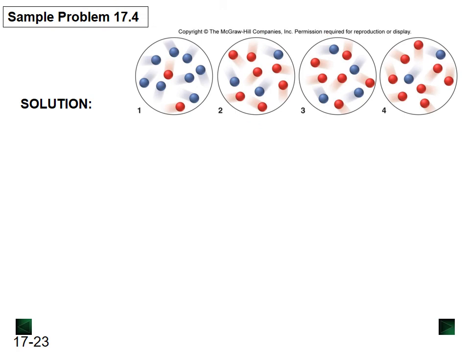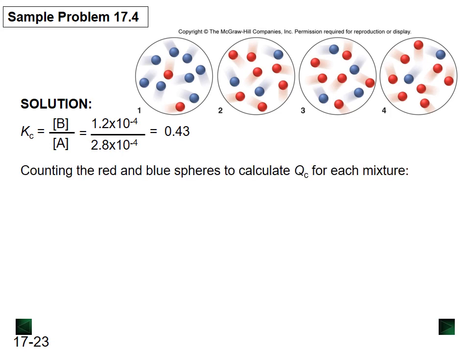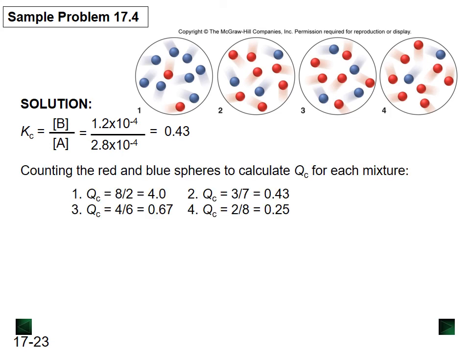So here's our solution. First, we calculate the equilibrium constant, which is the equilibrium concentration of product divided by reactants, which is given in this question, and that gives you 0.43. And now we calculate the Q in each scene. So, for example, in scene 1, the product is blue dots, so you have 1, 2, 3, 4, 5, 6, 7, 8. So you have 8 blue, that's the product, and the red is 2, so that's the reactants. So 8 divided by 2 gives you 4. So in scene 1, Qc is 4.